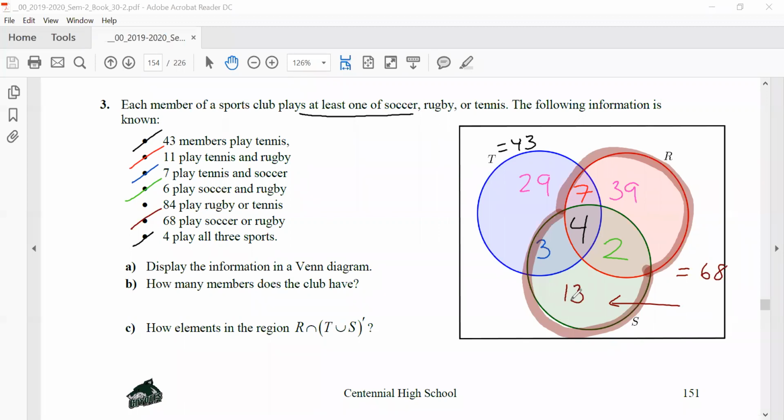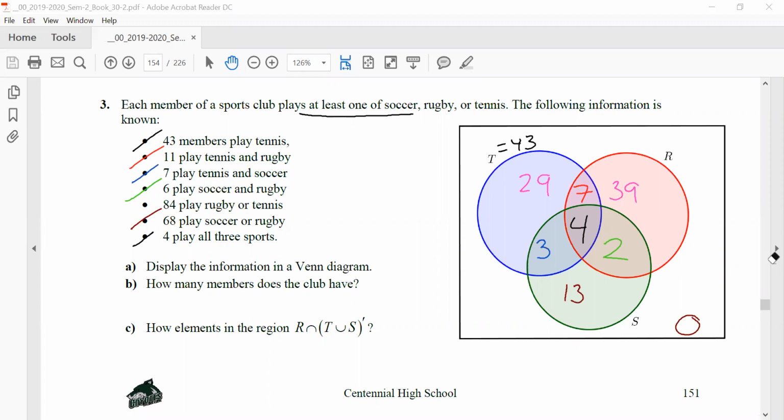And my final check. It says everyone plays a sport. So that means there's no one out here. Everyone's playing a sport. We're at the National Sports School or something. Everyone's playing a sport. Well, let's do a final check. Let's see if this adds up to... Oh, we don't know what it adds up to, so we can't do a final check.